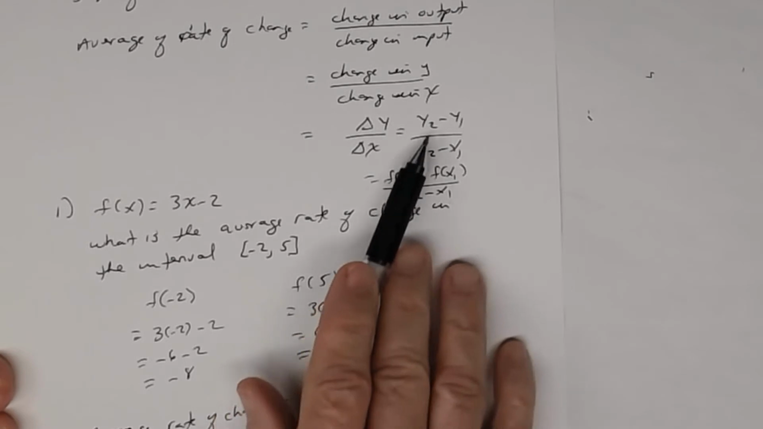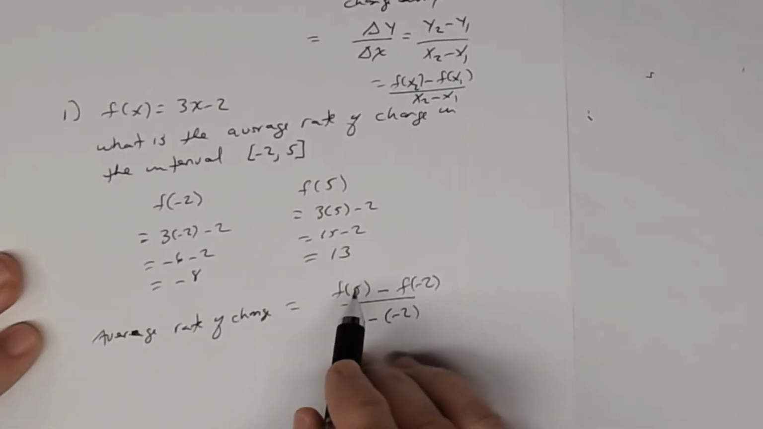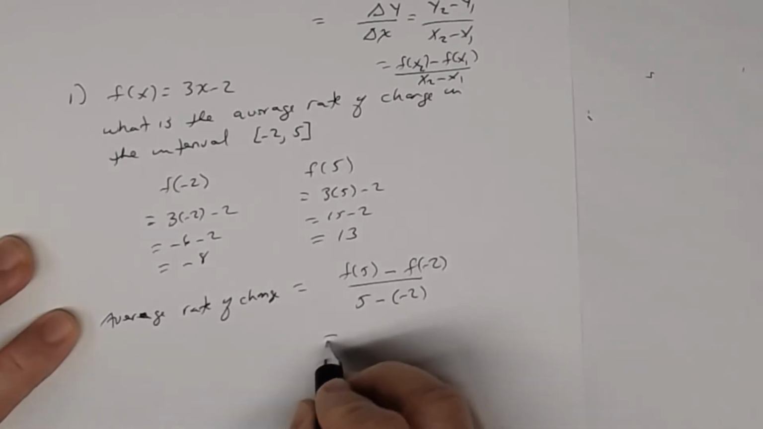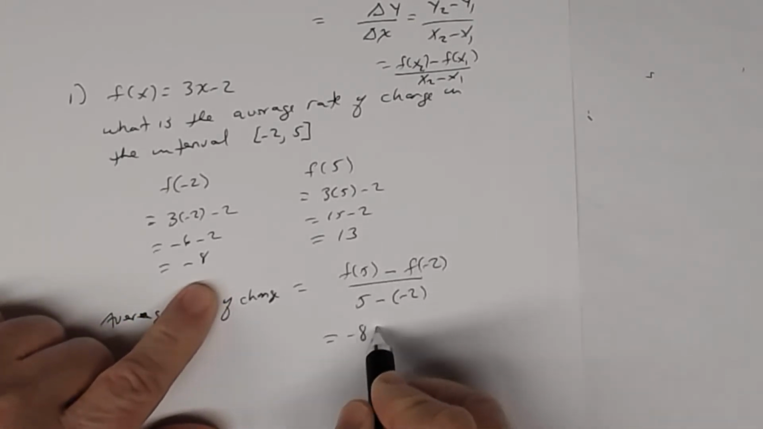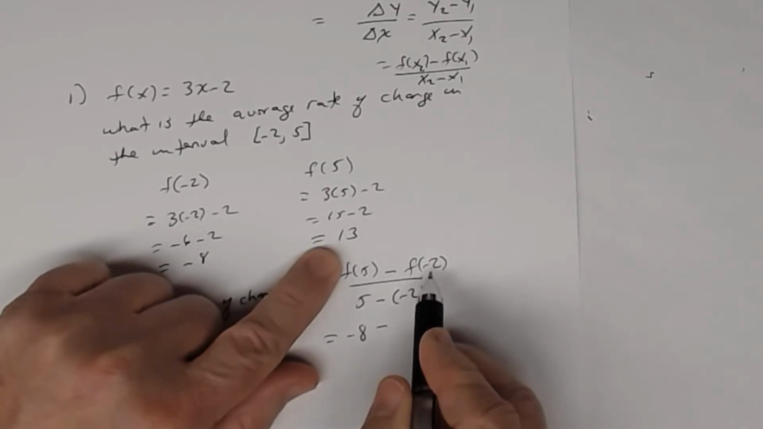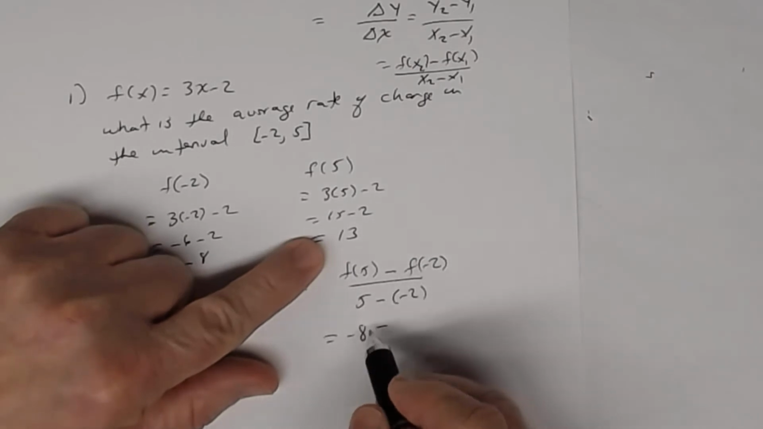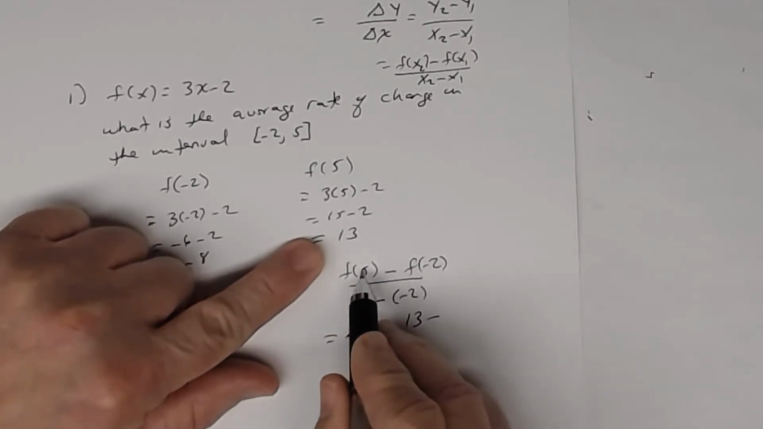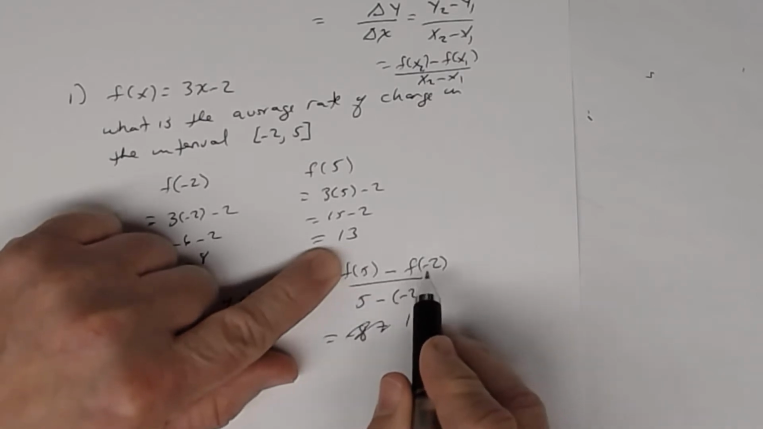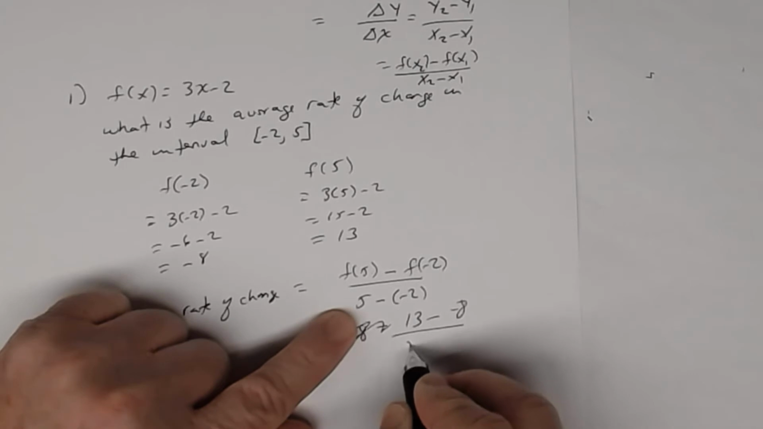So f of x2 is this y2, and f of x1 is this y1. All right. Now, f of 5 we found to be 13, so be careful. Don't do what I just did. F of 5 is 13 minus f of negative 2, which is negative 8, divided by 5.